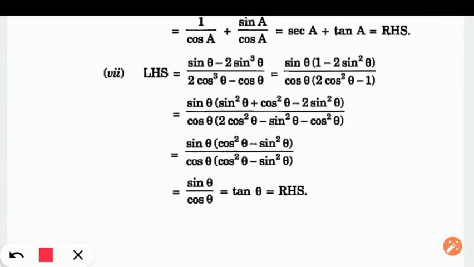How? See, in place of 1, can we write sin square theta plus cos square theta? Can we write in place of 1 sin square theta plus cos square theta?